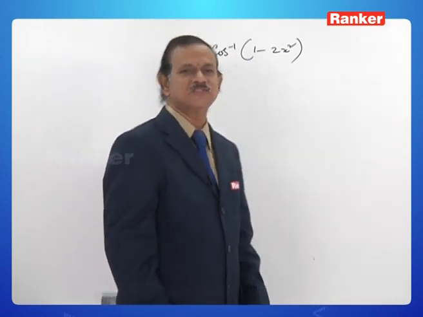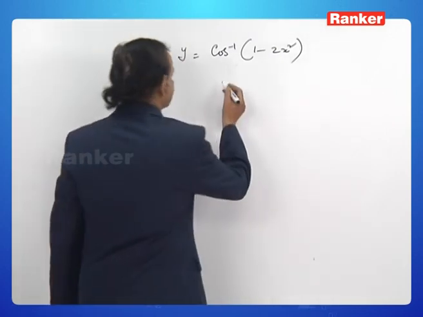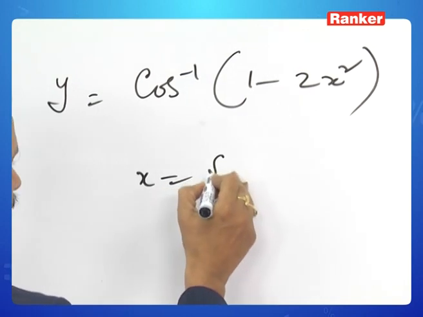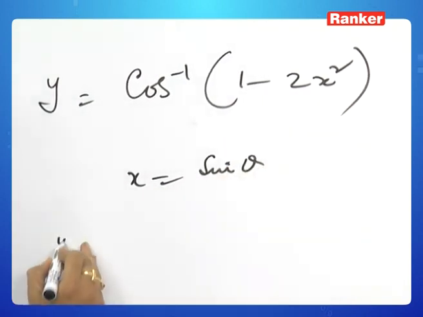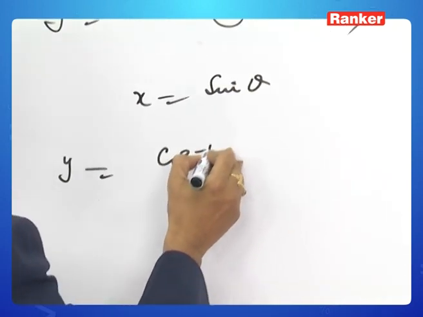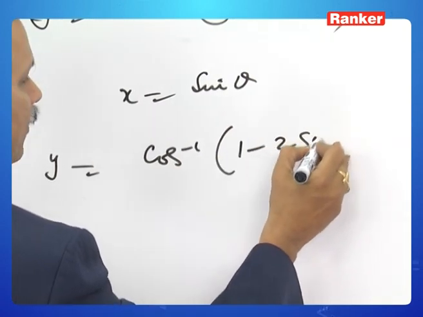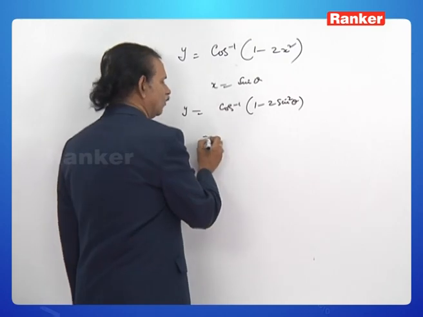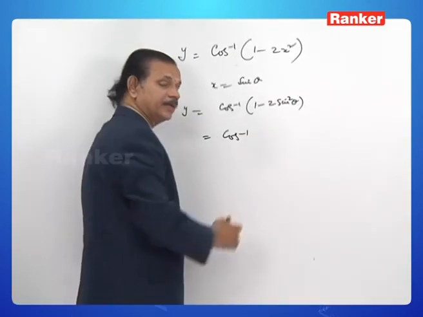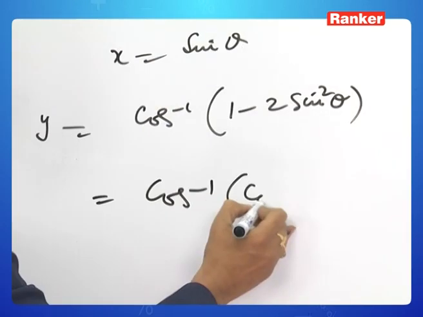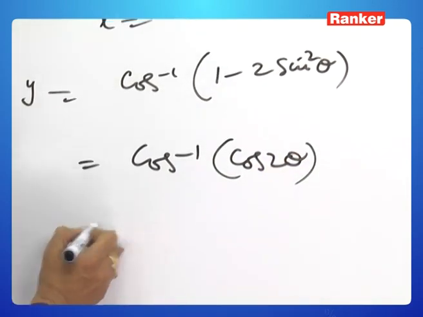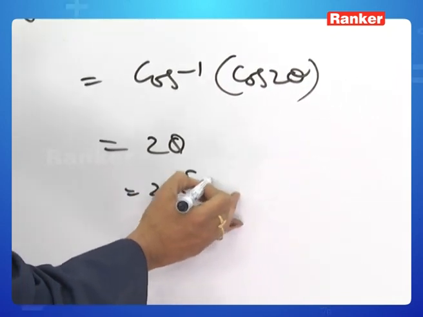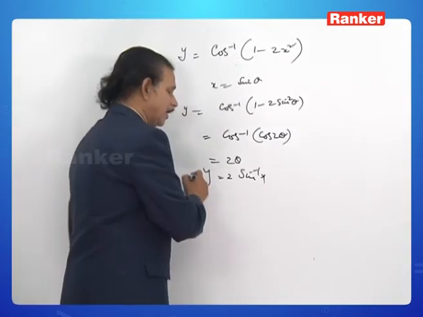You take x is equal to sine theta, then y is therefore equal to cos inverse of 1 minus 2 sine square theta. What is 1 minus 2 sine square theta? It is just nothing but cos 2 theta. Cos inverse of cos 2 theta is 2 theta. But you see theta, what is theta? Sine inverse x. This is your y.